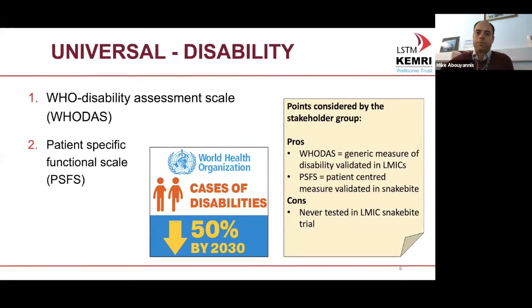So I haven't got time to go through the whole core outcome set in this talk today, but I will just touch on a few of the categories to give an idea of which outcome measures we came up with. So this is the category of disability, and there were two core outcomes within this category.